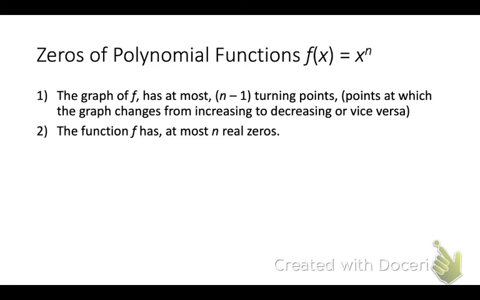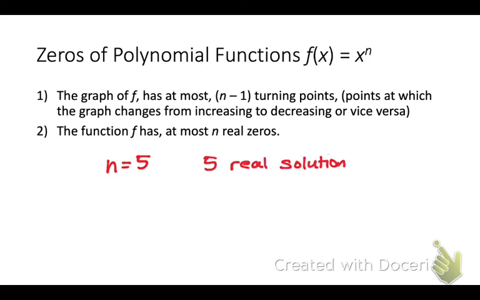So if my degree is 4, I can have at most 4 real solutions. If my n was 5, I could have at most 5 real solutions. If my degree was 6, I can have at most 6 real solutions. Now let's think about this though. If my degree was 5, so if n is 5, I could have 5 real solutions.